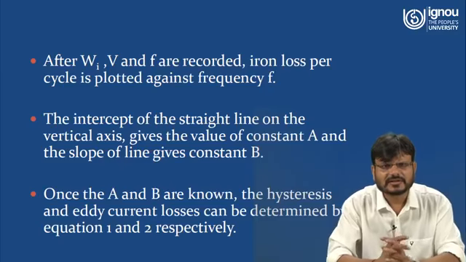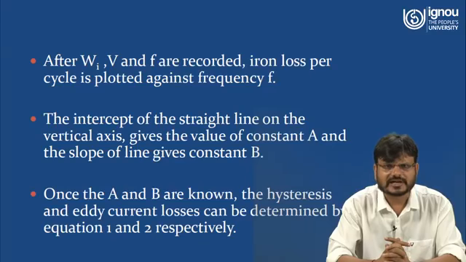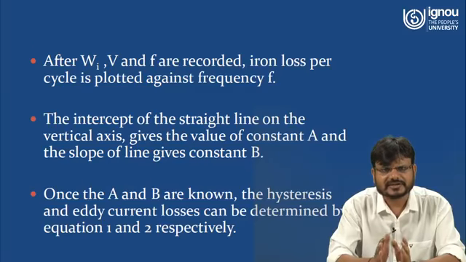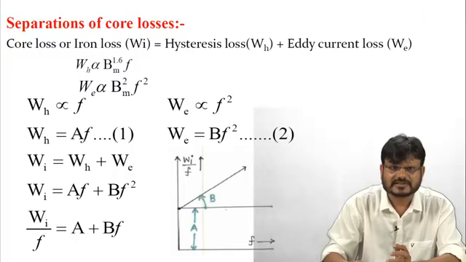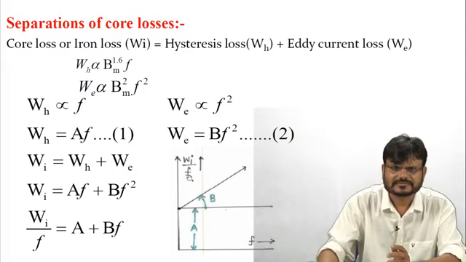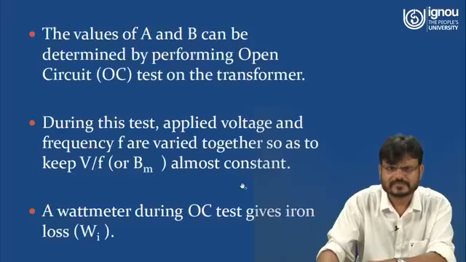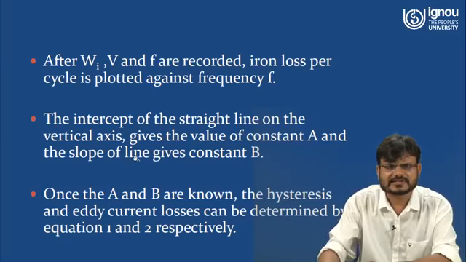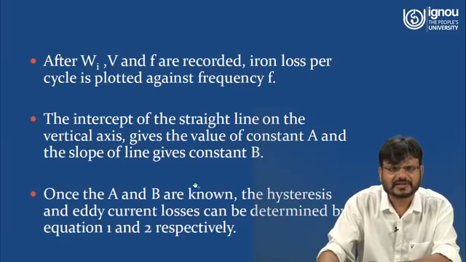After taking the readings of the iron losses, voltage and frequency, the iron loss per cycle is plotted against the frequency f. Here you can see in this slide, the intercept of the straight line on the vertical axis gives the value of the constant A, and the slope of the line gives the constant B.